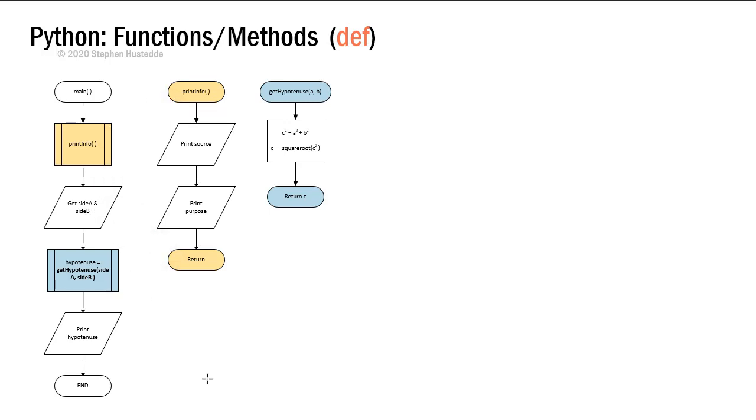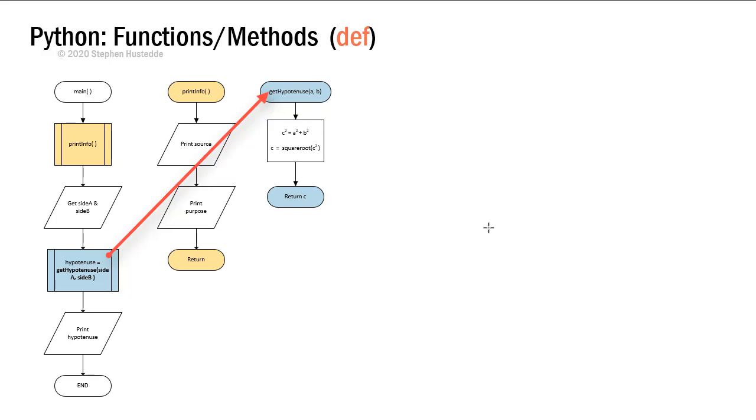We would get side A and B. And then here we have another detour to a method or function called getHypotenuse. And notice hypotenuse equals getHypotenuse side A, side B. We've gotten side A and side B from the user. Now we're going to pass those values to this method called getHypotenuse and take the A and the B, and we're going to do some mathematical calculations on that.